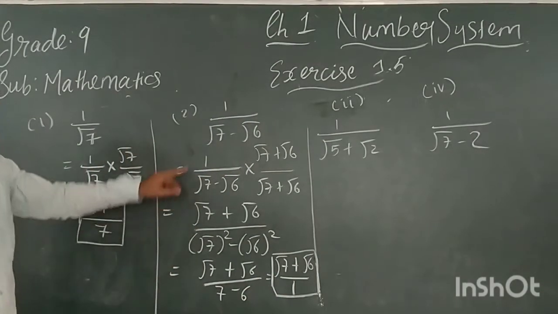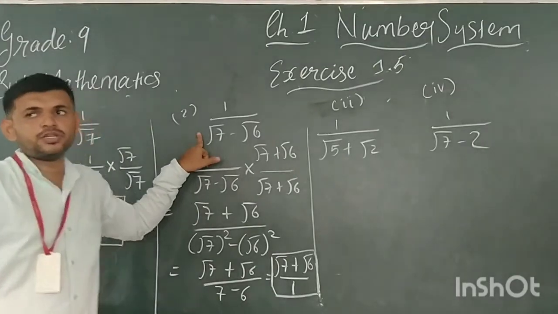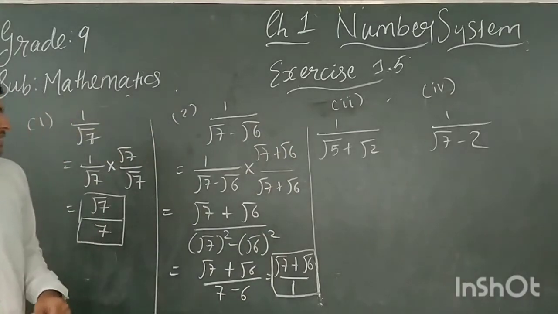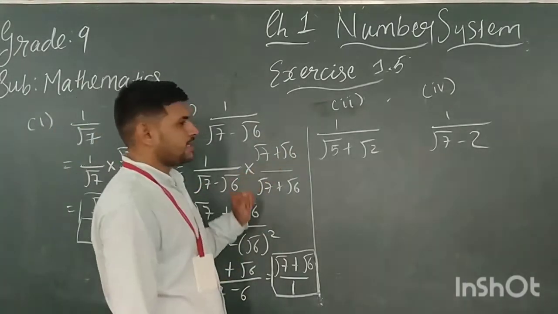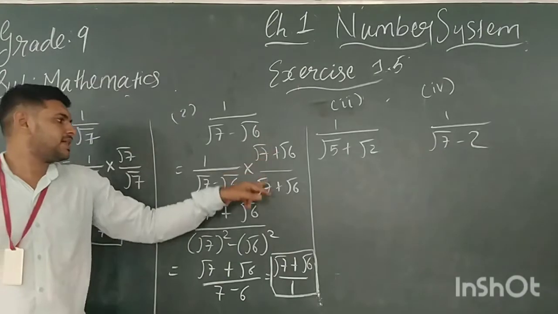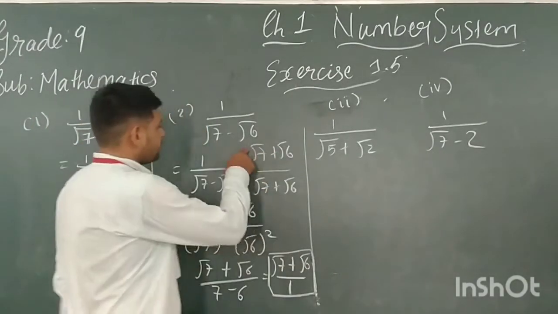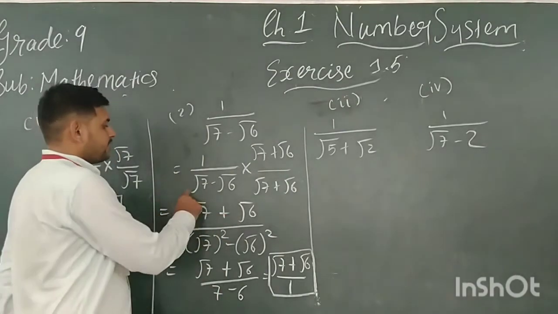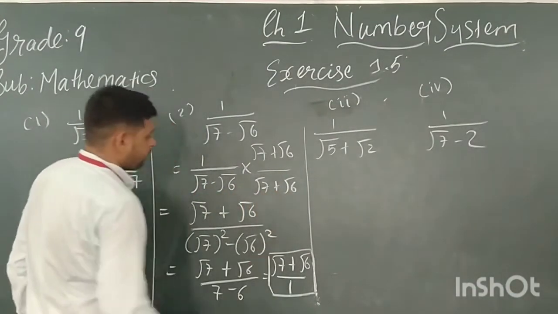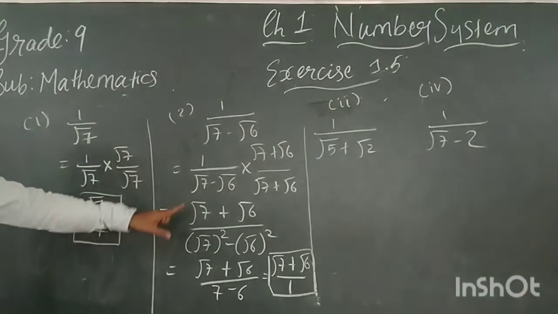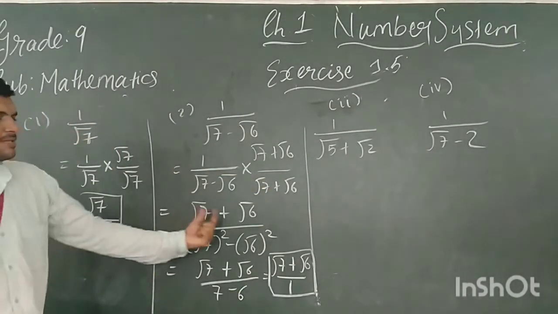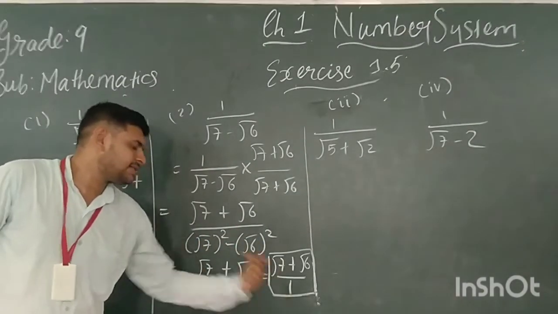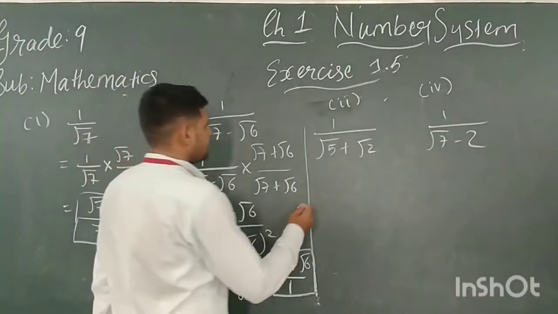I repeat it again. 1 upon root 7 minus root 6. There are two terms, so there will be a change in the sign. So minus will become plus. So root 7 plus root 6 upon root 7 plus root 6. Root 7 plus root 6 multiplied by 1, we get root 7 plus root 6, and root 7 minus root 6, root 7 plus root 6. So the formula applied here is a plus b, a minus b, so a square minus b square. Square of root 7 is 7. Square of root 6 is 6. 7 minus 6 is 1. Move towards the third sum.